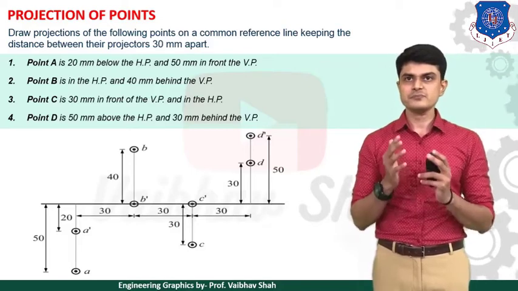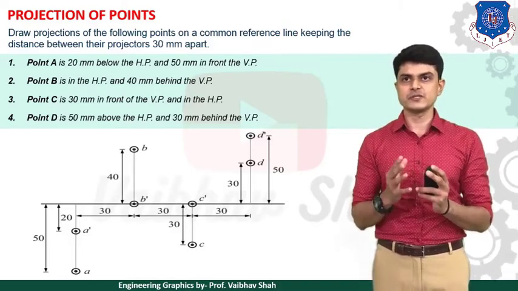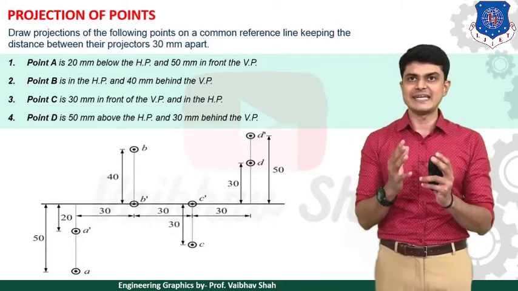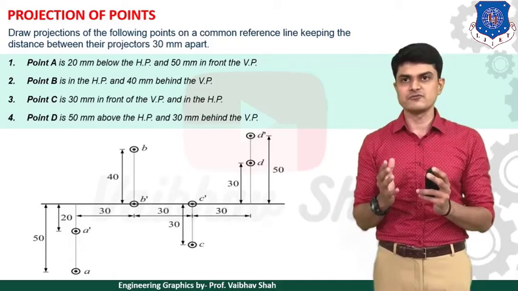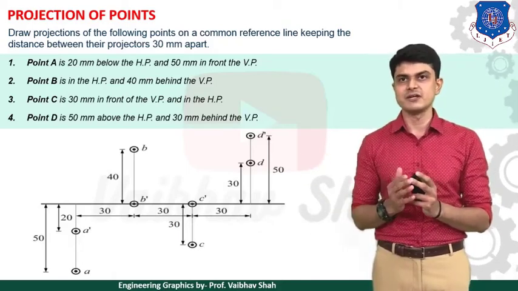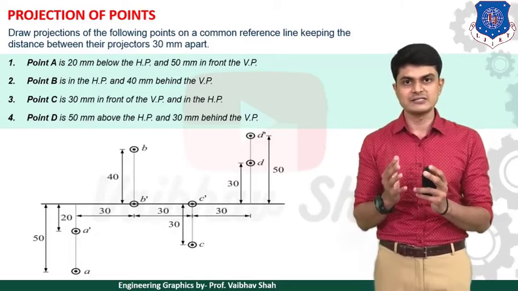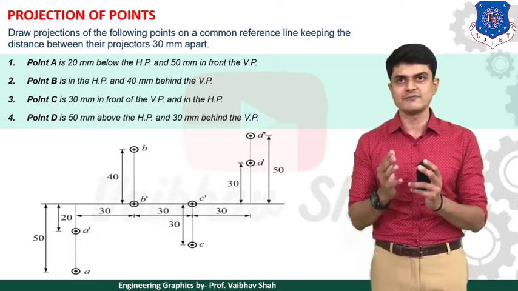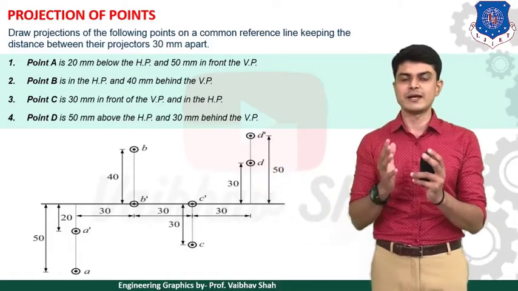So let us move ahead. We have a total of 4 examples to do. Let us see the first example. Point A is 20 mm below HP and 50 mm in front of VP. So let us solve the first example on the most left. 20 mm below HP means below XY line. So A dash point would be 20 mm below XY line. So you need to draw point A dash 20 mm below XY line.